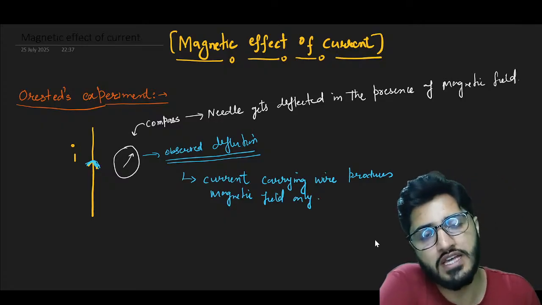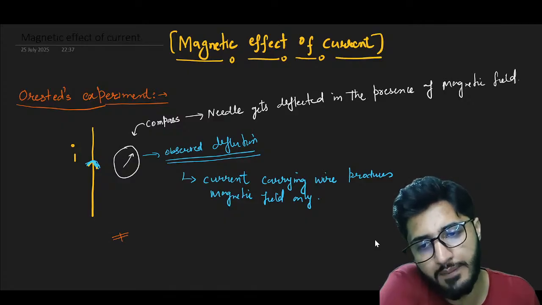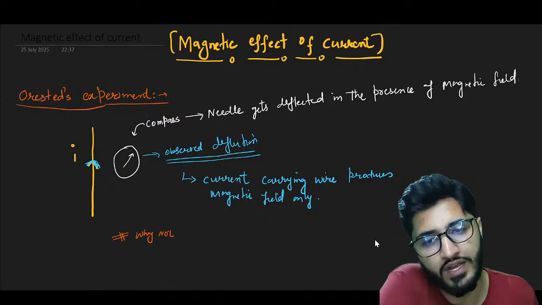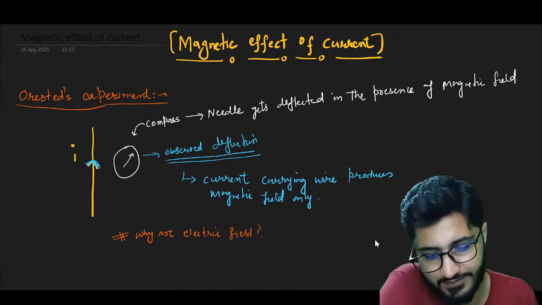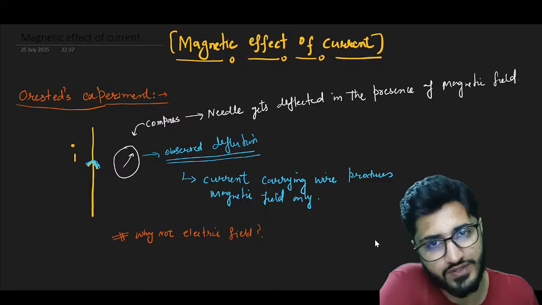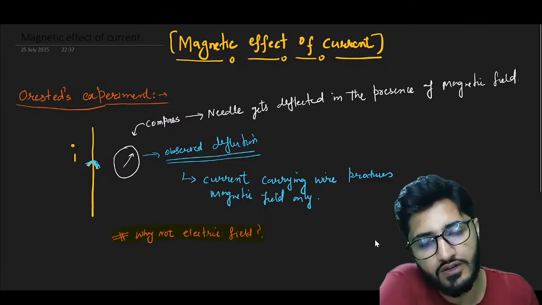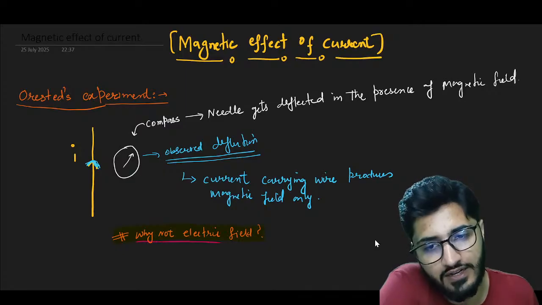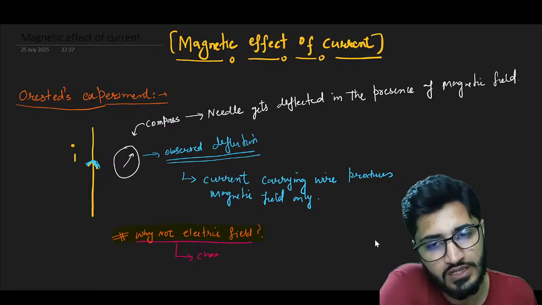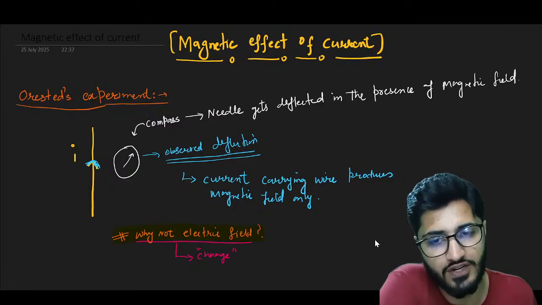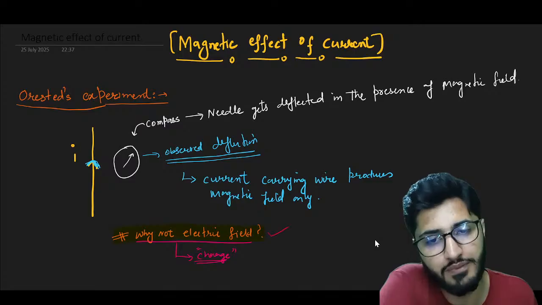So now there will be one question in your mind: sir, why magnetic field? Why not electric field? From the electrostatics chapter, we must know that for an electric field, one condition is a must, that means charge. There should be a charge. If the presence of charge is there, then an electric field will be there.